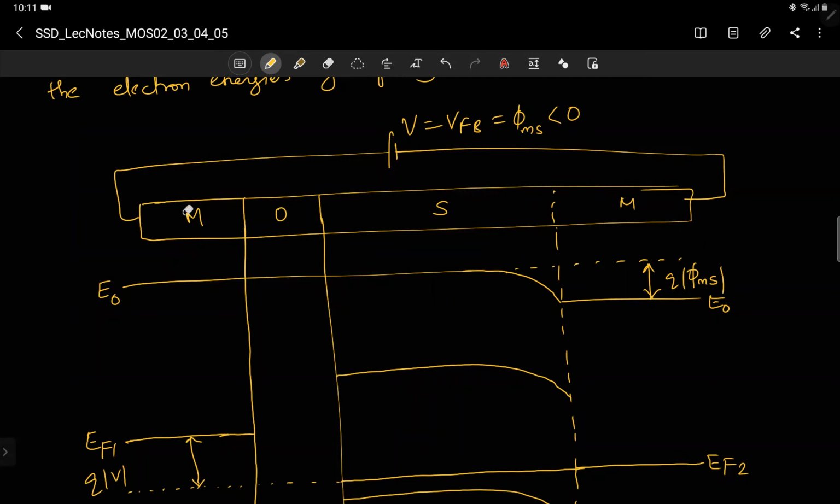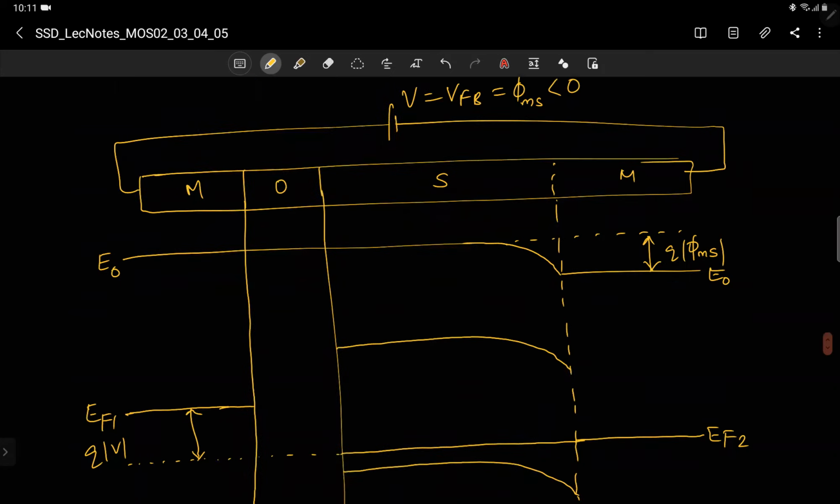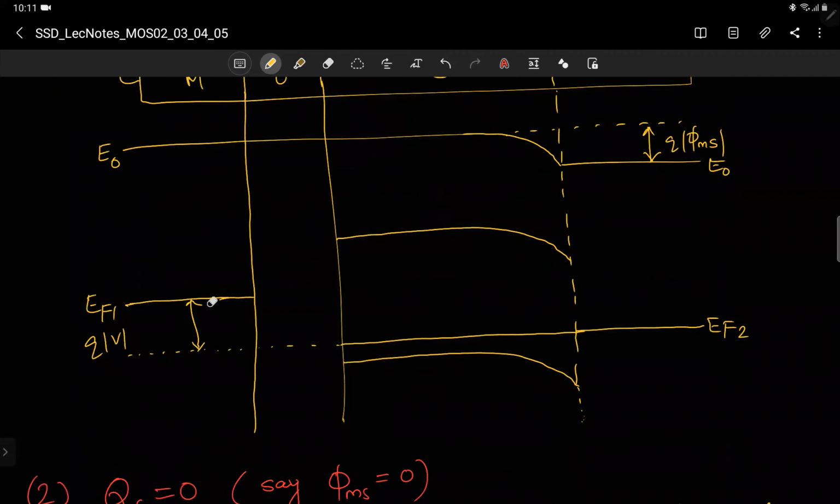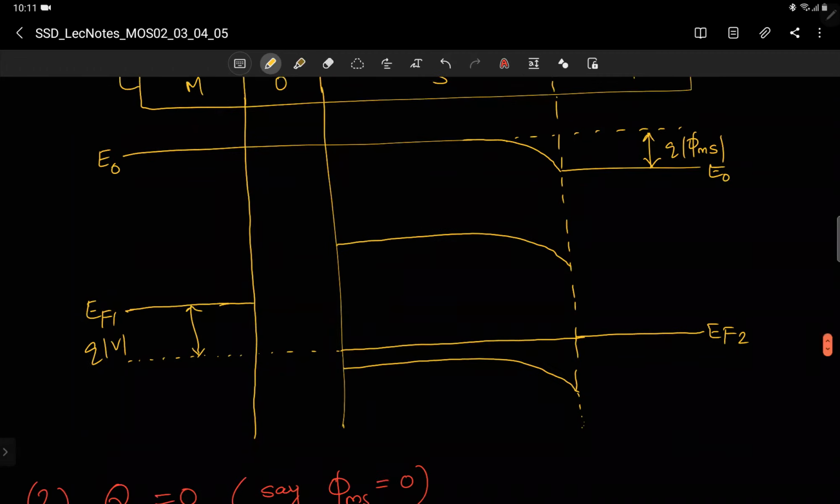So with a negative voltage applied to the gate, the left side metal, electron energies should rise, and the Fermi level difference will be equal to the applied potential difference, that is equal to Q times mod V. I have written mod here. So EF1 minus EF2 is Q times mod V. Okay, so if this is equal to Q times phi ms, which means this E naught and this E naught should be aligning, because the E naught of the semiconductor and the E naught of the metal on the right hand side are separated by Q phi ms.